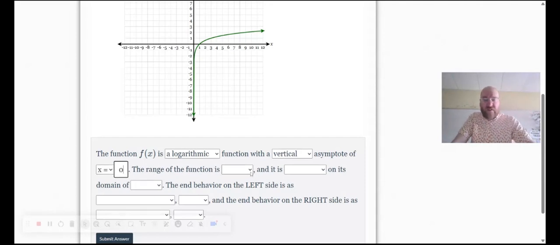The range of the function, range is the y value. What's the lowest and the highest value that this graph ever goes to? So this graph goes down forever on the y-axis. And it looks like it goes up forever. We can graph it to confirm, but I think it goes up and down forever. No, that's not a choice. Oh, there it is right there. Low forever, high forever.